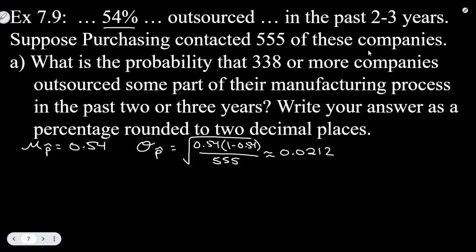All right. So when we're looking at this now, we're going to be able to set this up with our calculators. But the one other thing that we have to do is think about the fact that they are giving us a raw data value and we need it to be a proportion. So the question says, what is the probability that 338 or more companies outsourced? Well, we have to figure out 338 is what part of the total that they surveyed, 555. So let's divide that, 338 divided by 555, and we get 0.609.